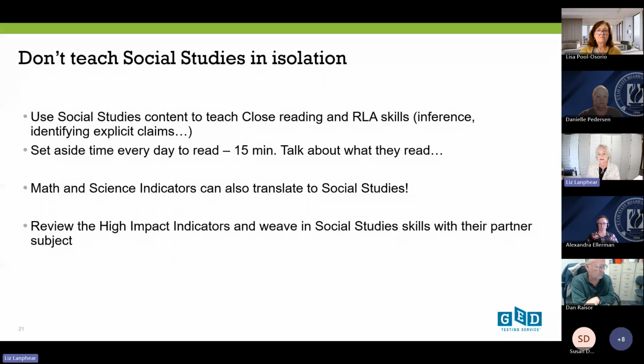Then by the time they're ready to take the social studies test, it's like, oh, I've already actually learned about the Constitution and things like that. And surprisingly enough, math and science indicators can also translate into social studies. I highly encourage you to review the high impact indicators and weave all of that into your social studies skills with their partner subject. I've got these high impact indicators here.